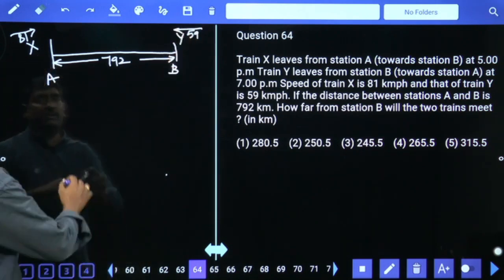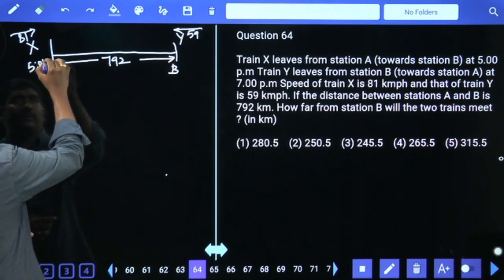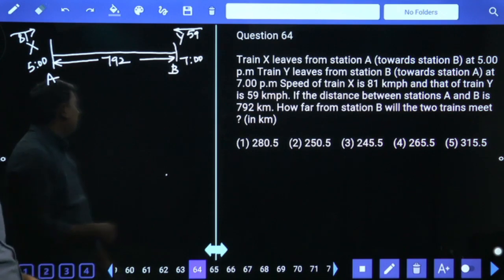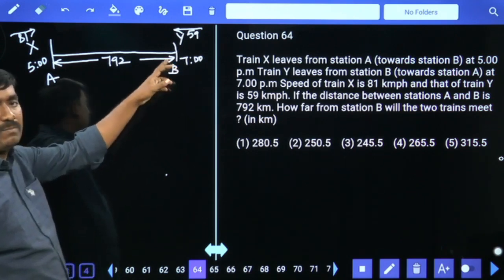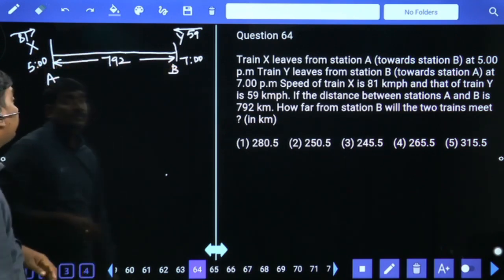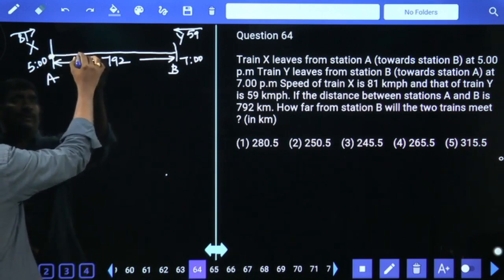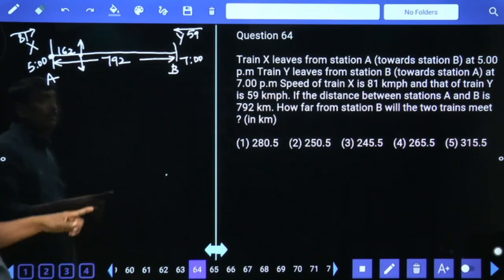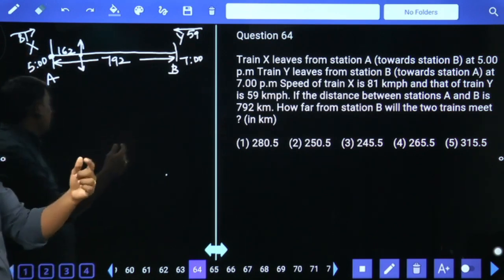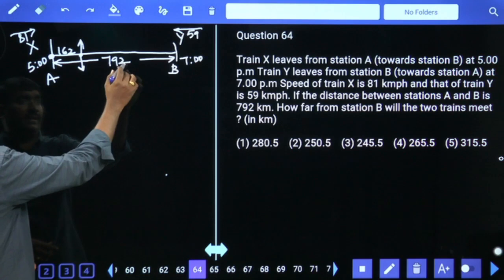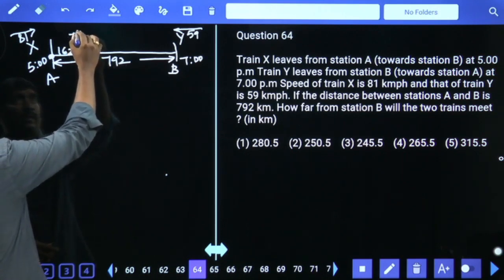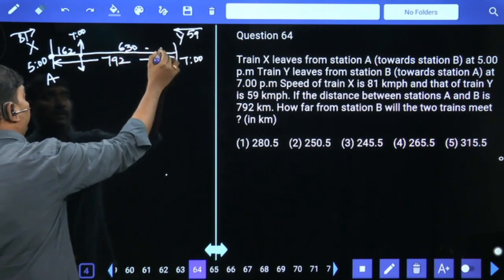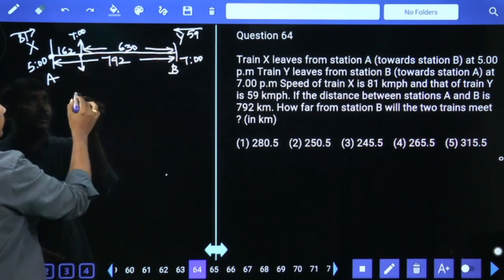Train X starts at 5 p.m., Y starts at 7 p.m. Means Y starts 2 hours after the first train. In these 2 hours, the first train had already covered 162 kilometers. In 1 hour 81, 2 hours 162. Out of 792, by 7 o'clock, the first train already covered 162. Remaining 630 kilometers is the distance left.